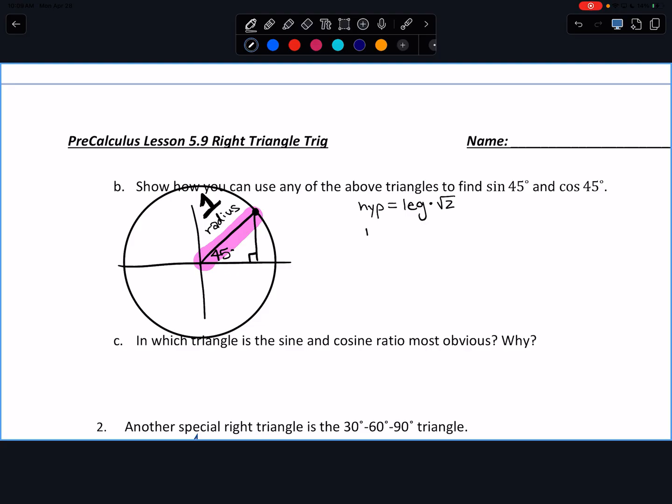So if you know the hypotenuse is 1 and you're trying to find this leg and this leg, what would you do to solve that? Divide by the square root of 2. Good. So 1 over square root of 2. Does that look like any of your special families? Yes, just kind of in disguise, right? Which family is that? Pi over what? 4. Pi over 4.